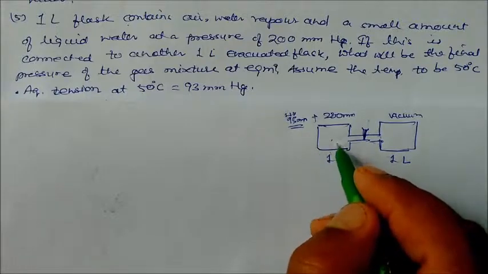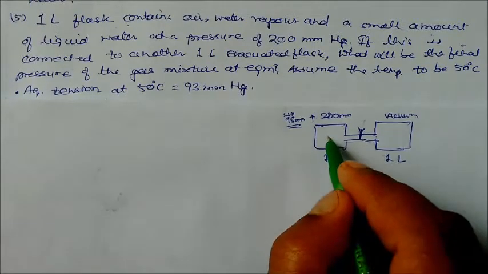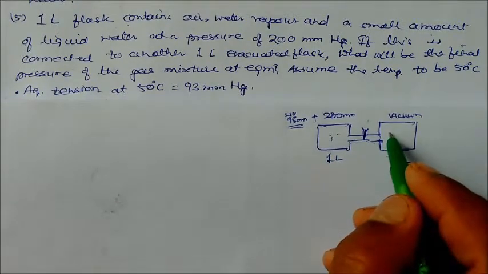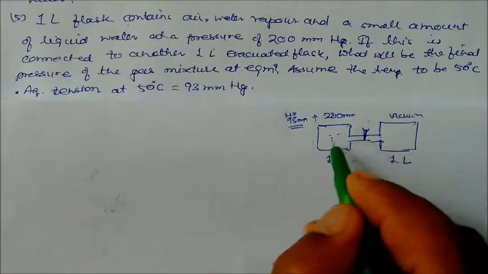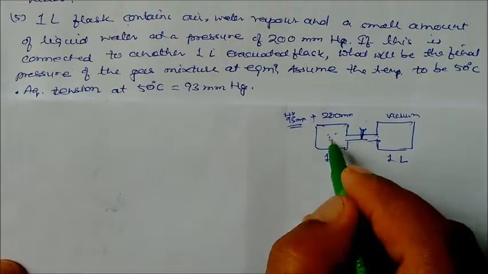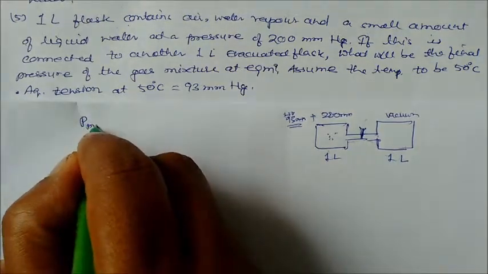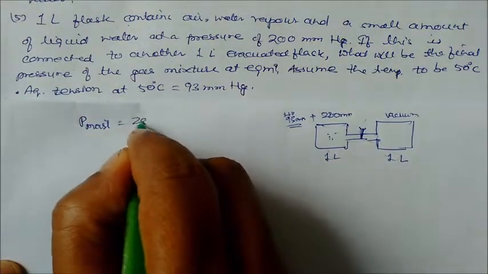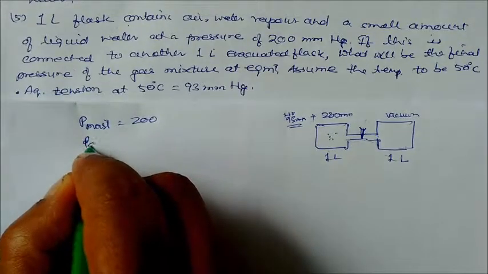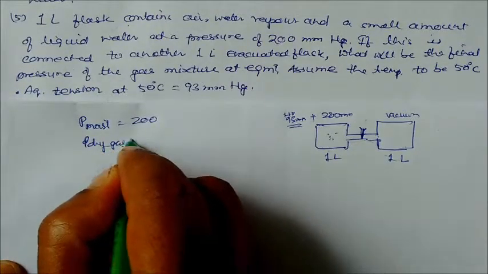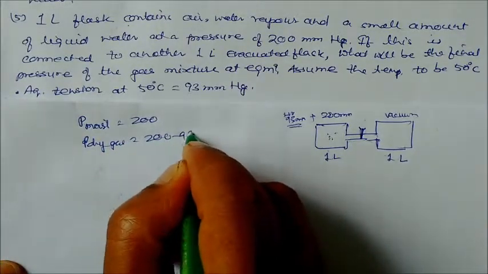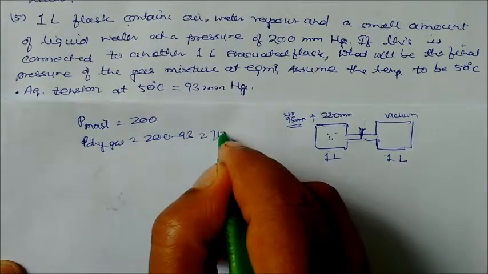So they will follow Boyle's law. Boyle's law is P1 V1 equals P2 V2. First we will find the atmospheric pressure of the dry gas, because water is also present here. The pressure of the moist gas is 200, so the pressure of the dry gas will be 200 minus 93. So we will get 107 millimeter.